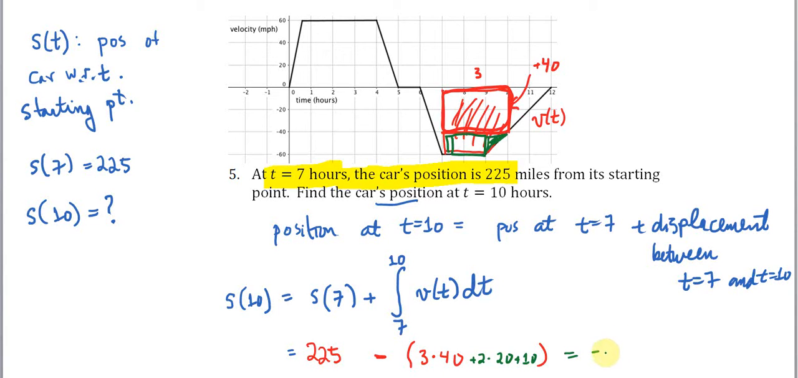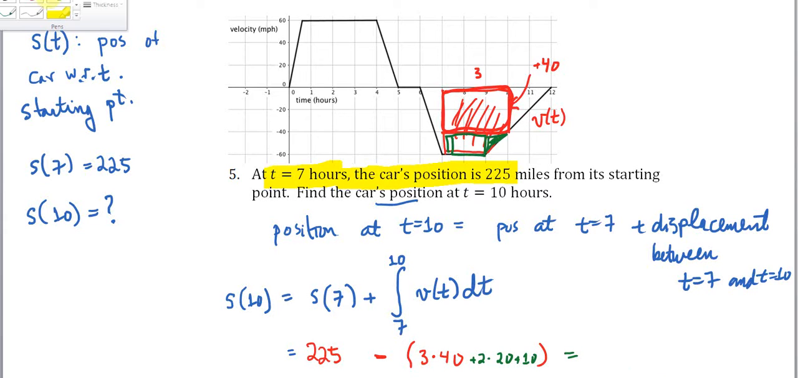So that's negative 170. 120 plus 40 is 160, plus 10 is 170. Now let's think about what this number means. Negative 170. Remember, the units here are in miles, and we have a negative number. So this does not represent distance per se. It represents position. So at t equals 10 hours, the car is, oh, excuse me, I almost messed this up.